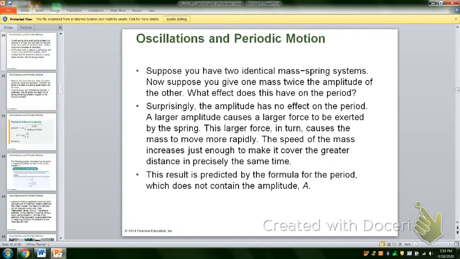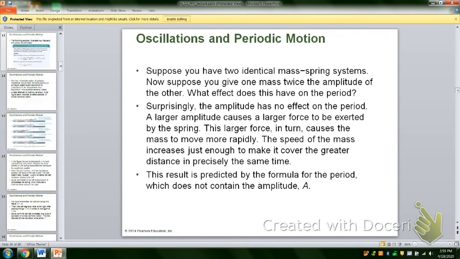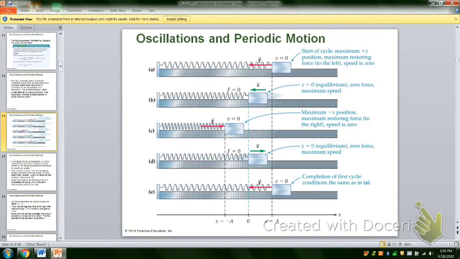So if we go back and look at that picture of the spring right here, what they're saying is if you take this and you pull it back farther, will it take more time? And surprisingly, it doesn't, because when it's pulled back here, it's got more force. So when you let go, it travels more rapidly and actually will catch up, and the period will end up being the same time.